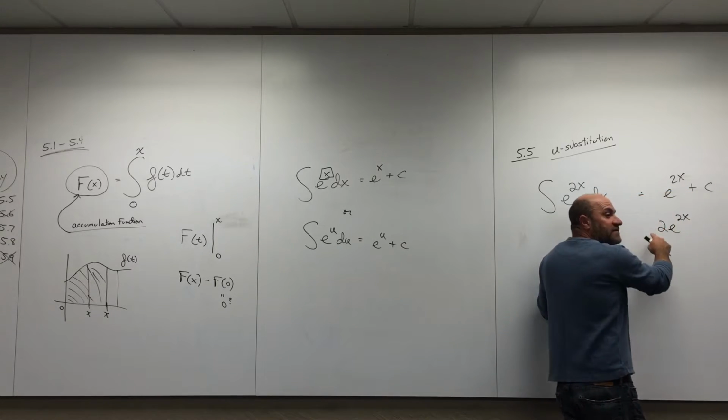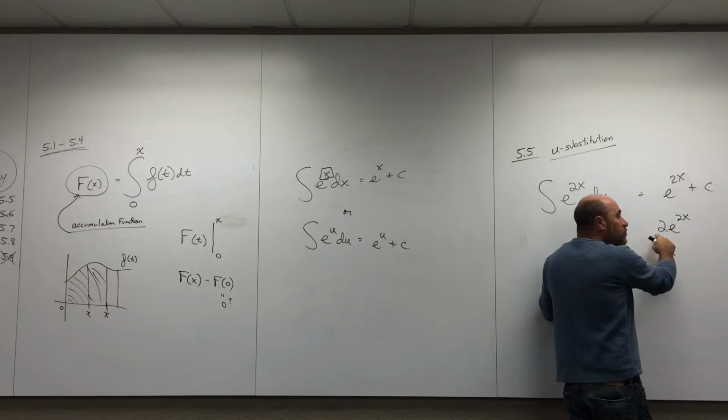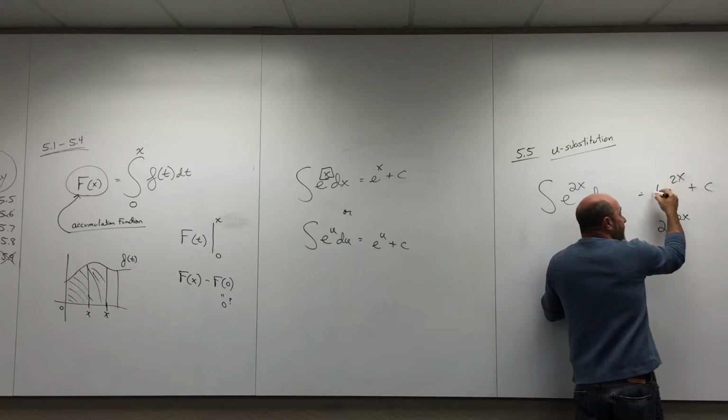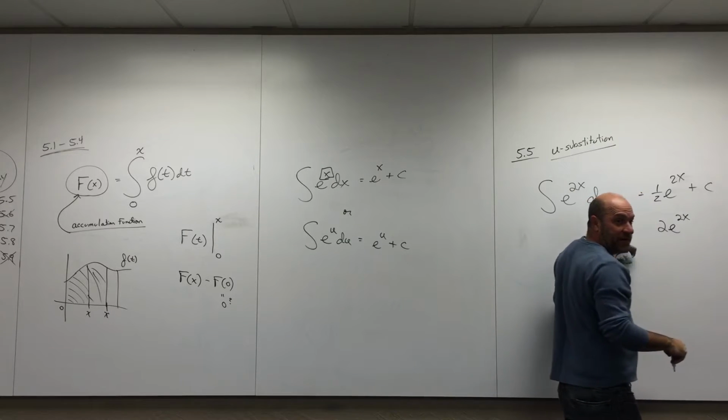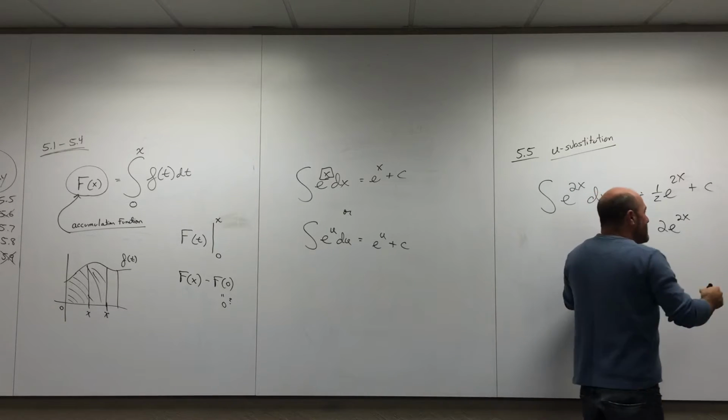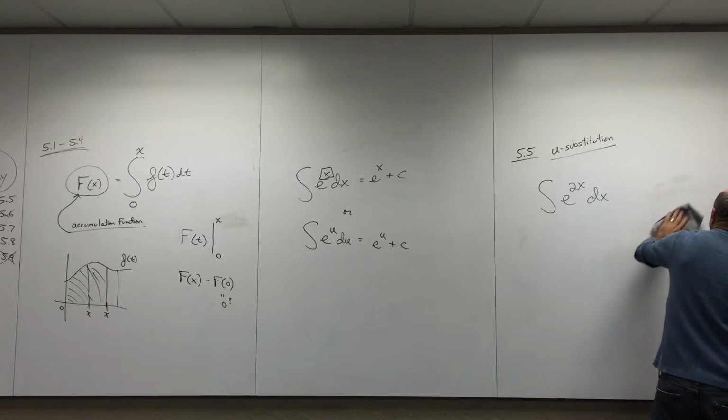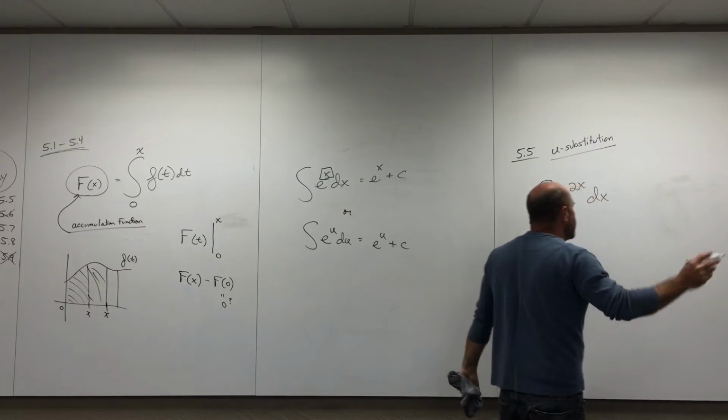What I need is something to cancel this damn 2. What I need is a half out here. If I had a half out here, that would work. But all right, hang on. Nah, this ain't the way. That ain't the way I normally teach it. Here's how I normally teach it.